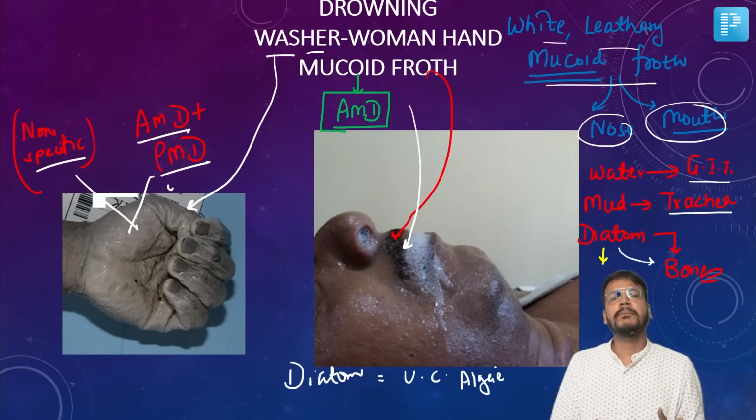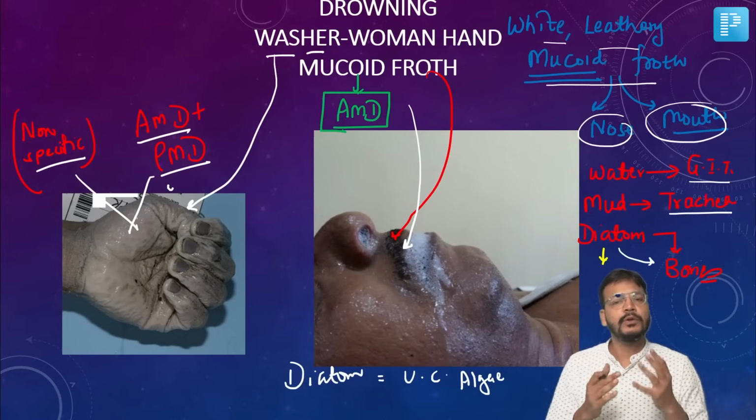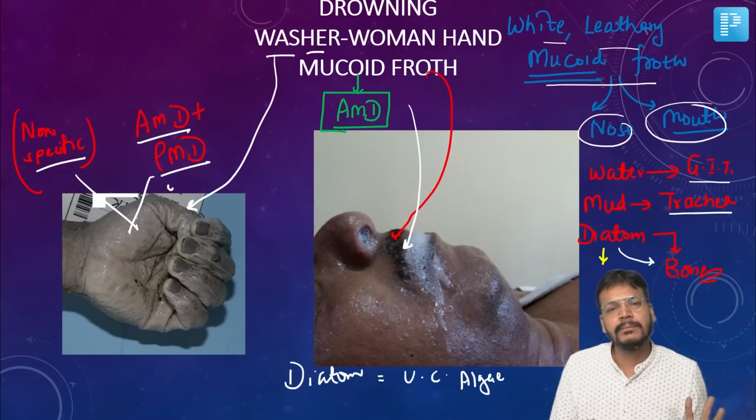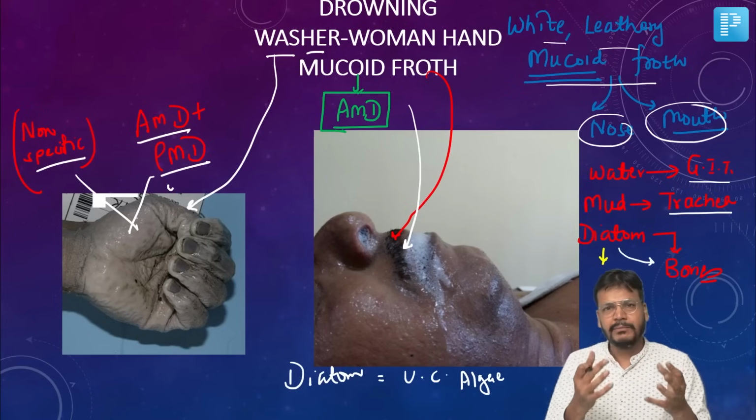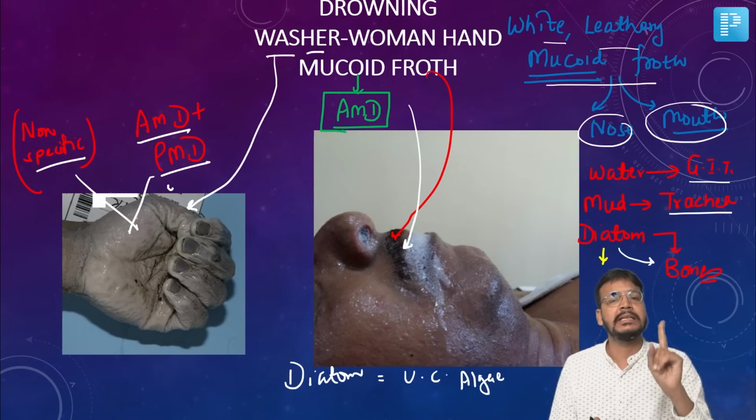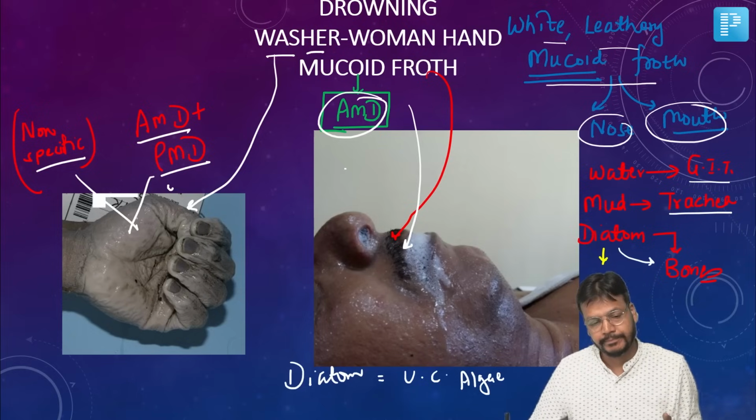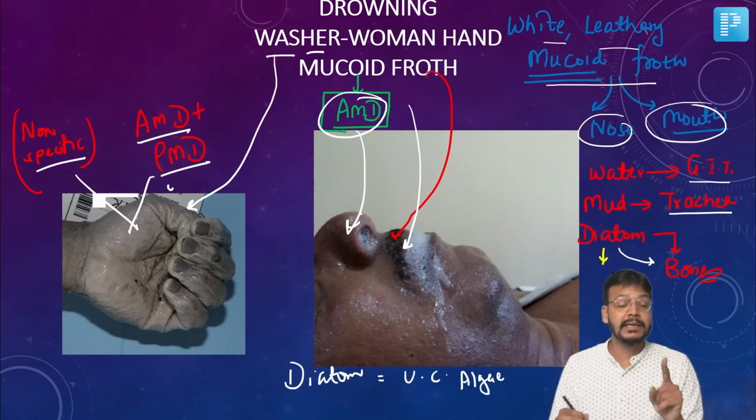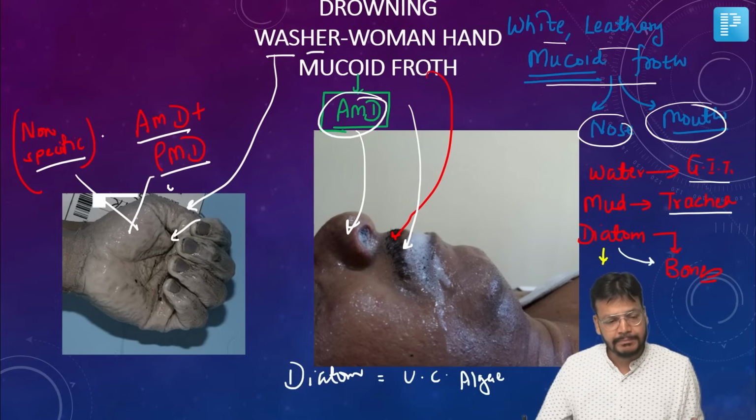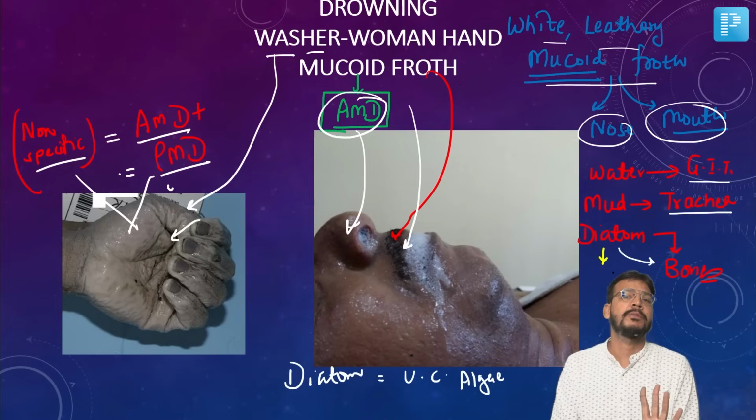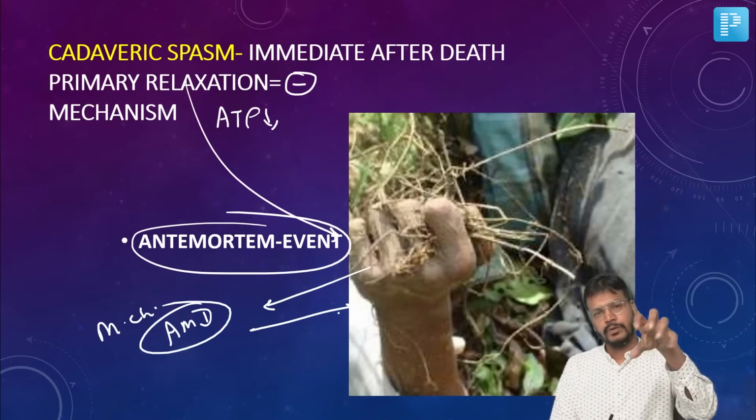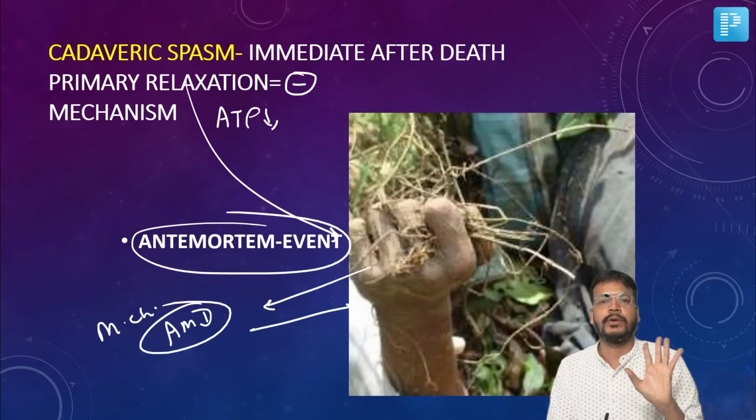So diatoms from the bone, frothing from the mouth, which is a mucoid frothing, mud particles in GI tract, and diatoms in the bone, everything which is indicative that water entered your body is a finding of antemortem drowning. These all are the findings. But sir, washerwoman hand is a non-specific finding which can be present in antemortem as well as postmortem drowning. The most characteristic finding of antemortem drowning is cadaveric spasm. What is antemortem drowning? You died in water.